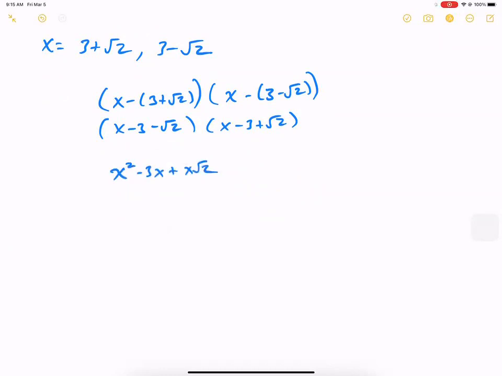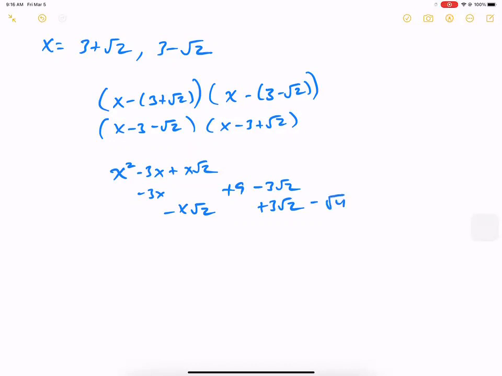Multiply everyone by negative 3: negative 3x plus 9. I'm going to give myself room for the plus 9 because these are not like terms. And the last one is negative 3 square root of 2. Then we're going to multiply everyone by square root of 2: negative x square root of 2, positive 3 square root of 2, and the last one is negative square root of 4.